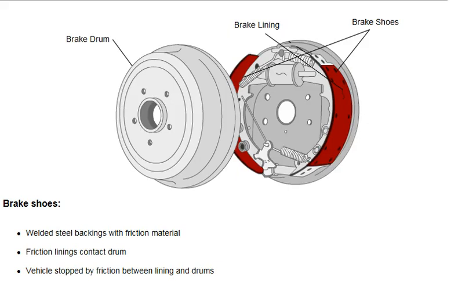A brake shoe is made of welded steel backings and a friction material, referred to as lining, mounted to it. During braking, the friction material or linings contact the drums and the resulting friction stops the vehicle.